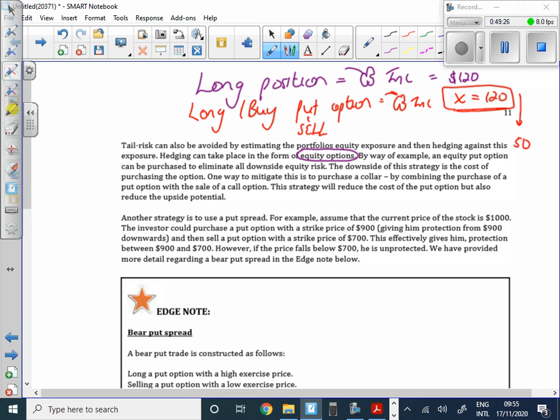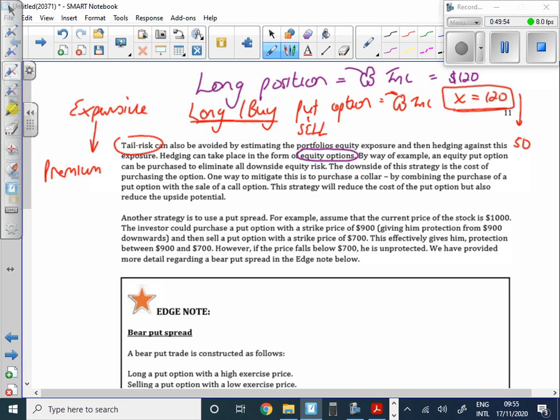So why doesn't everybody do this to protect themselves? Because remember, when you buy a put option, it is quite expensive. Why? Because you pay an option premium. So that's one of the reasons, of course, that put options are used, but not so much, because they could be quite expensive. But yes, they are very good protectors against or mitigators of tail risk.